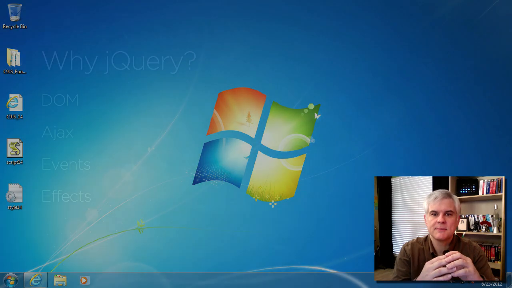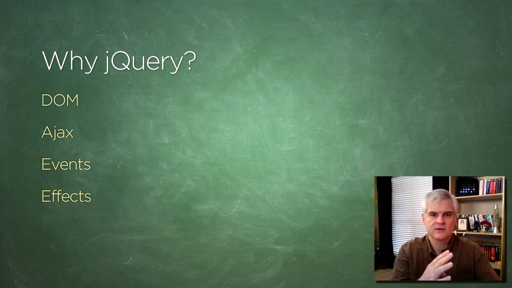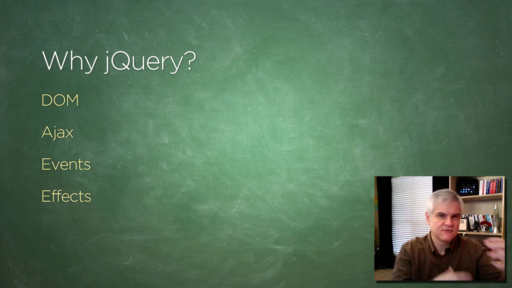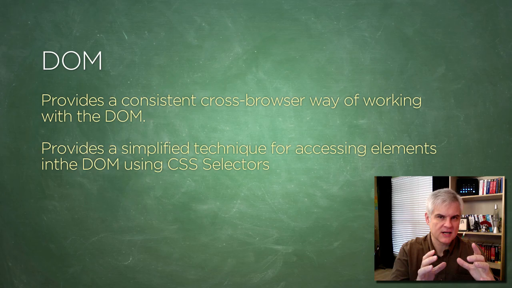It's often described as having four main concerns: DOM, AJAX, event, and effects. DOM, AJAX, event, and effects. Okay, and so you can kind of repeat that as a mantra if you want to, but let's look at each one of those and get a little better understanding of what that means.